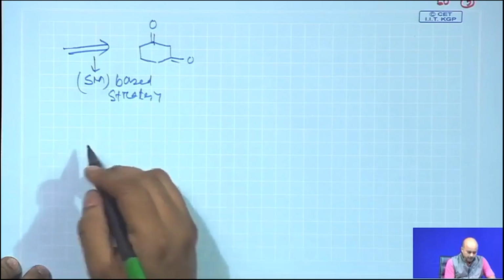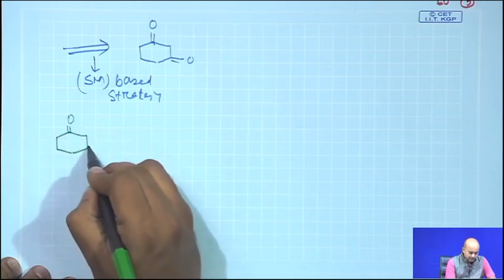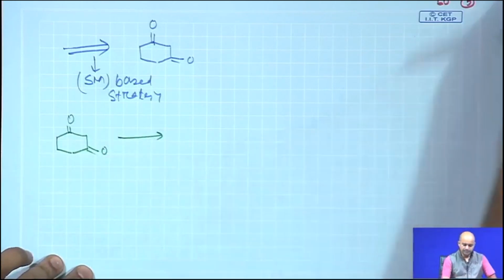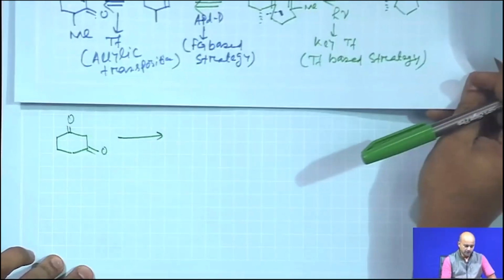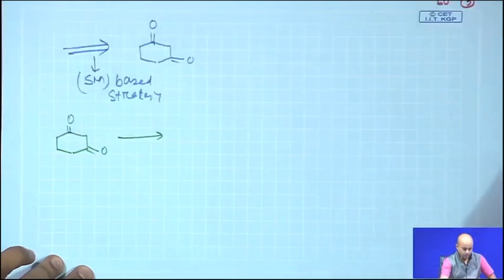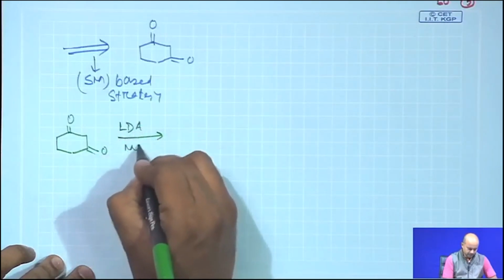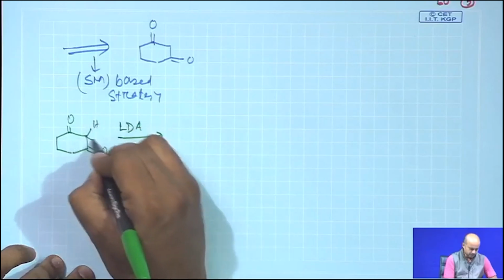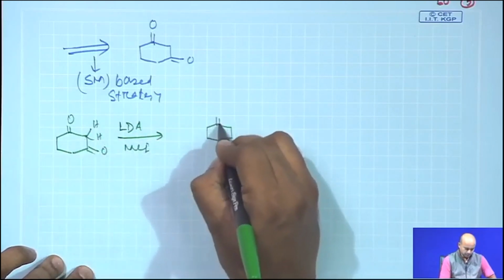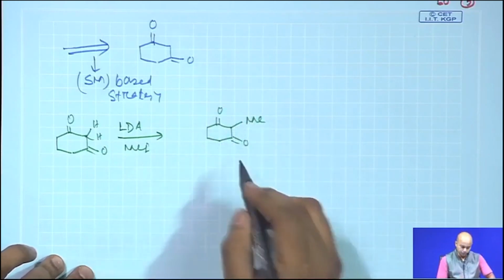So, now we will try to analyze how this starting material can be related to the intermediate. Initially, if you see, a methyl group has to be introduced here. So, what we try to do, we will just use LDA, methyl iodide, because most acidic hydrogens are here. So, the first methyl is introduced in this way.